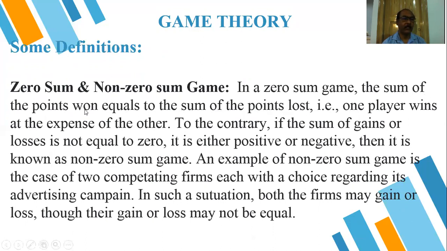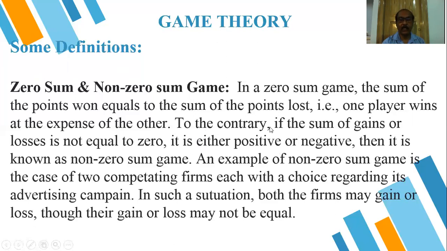In the zero sum game, the sum of the points won equals the sum of the points lost. That is, one player wins at the expense of the others. To the contrary, if the sum of the gains and losses is not equal to zero, it is either positive or negative, then it is known as a non-zero sum game. That means in a competitive game or competitive market, someone's gain and someone's loss are not equal, then it is called a non-zero sum game.